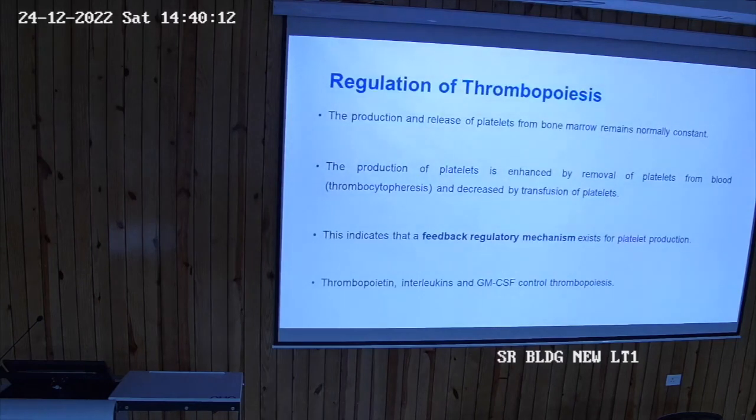How is it regulated? Granulocyte monocyte colony stimulating factor controls thrombopoiesis. This indicates that a feedback regulatory mechanism exists. What do you mean by feedback regulatory mechanism?